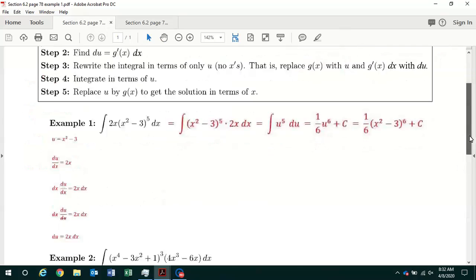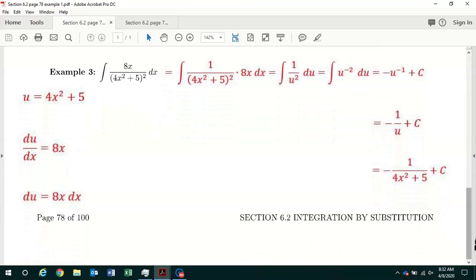All right. In example 3, we've got to find the antiderivative of 8x over (4x squared plus 5) quantity squared. Well, if you look at what's inside parentheses here, 4x squared plus 5, you'll note that the derivative of 4x squared is 8x, and the derivative of plus 5 is 0, right? It's a constant. So the derivative of what's inside parentheses here is equal to 8x. So that would suggest that u equals 4x squared plus 5 is a good substitution for this problem.